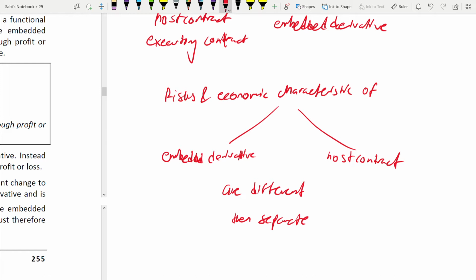It's like how a similar type of product sold in a similar location, we aggregate in our segment reporting, right? We put them together in a group because they're a similar type of product. We are selling to a similar type of customer in a similar location, so we can aggregate. We don't have to show it separately. So this is also the same. If risk and economic characteristics are similar, you can keep them together. No need to separate. But if it's different, then you have to separate it out and account for each of them separately.